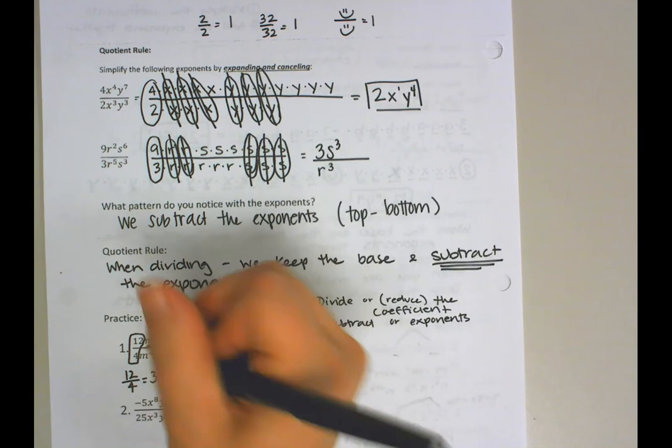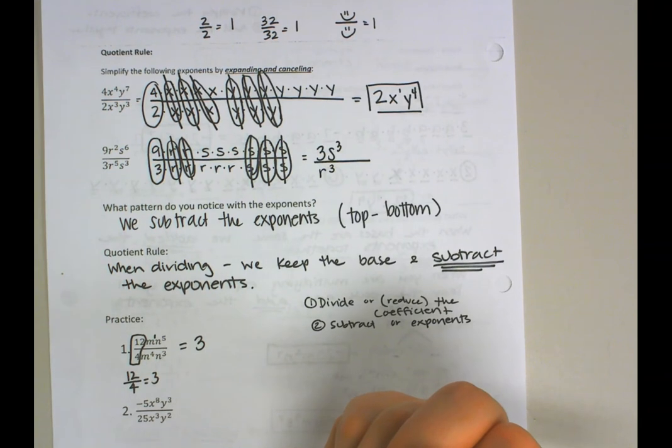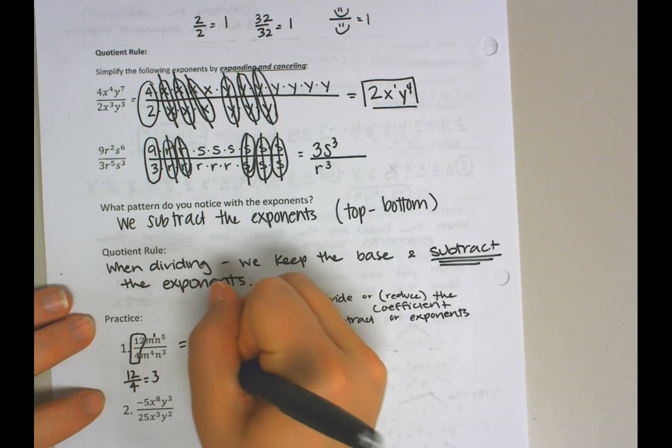So now I have 1m. Remember, that's an imaginary 1 if there's not a number there. There's 1m at the top, and there's 4 m's at the bottom. So now if we think about 4 minus 1 is 3, that means there are 3 extra m's at the bottom of the fraction.